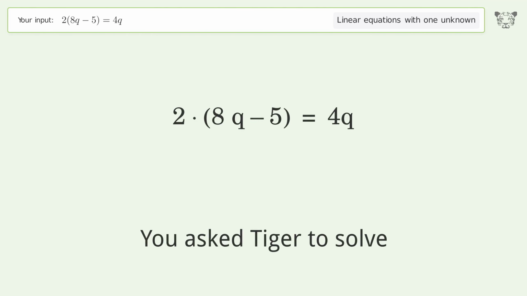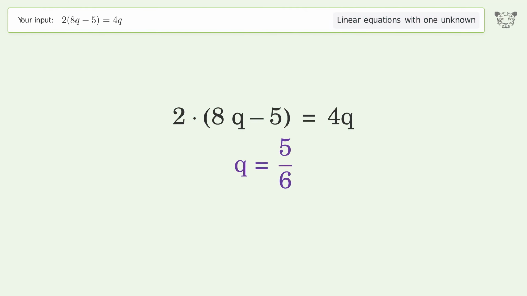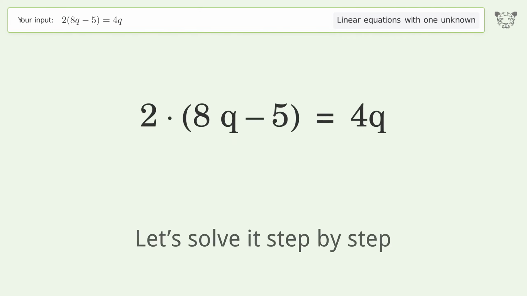You ask Tiger to solve. This deals with linear equations with one unknown. The final result is q equals 5 over 6. Let's solve it step by step.